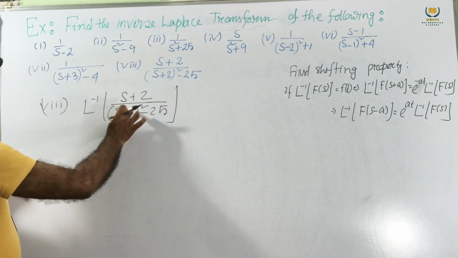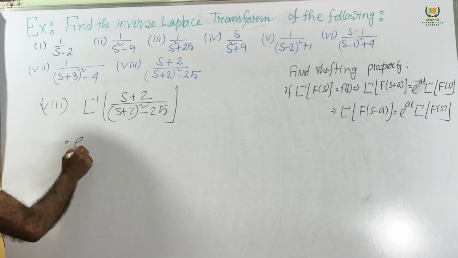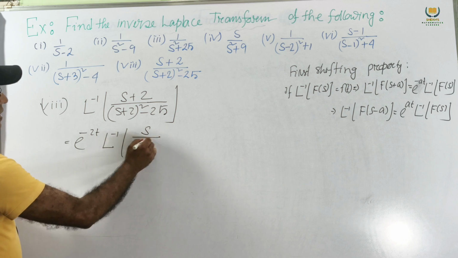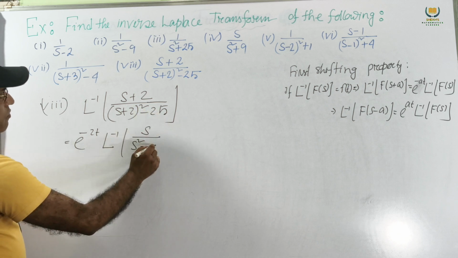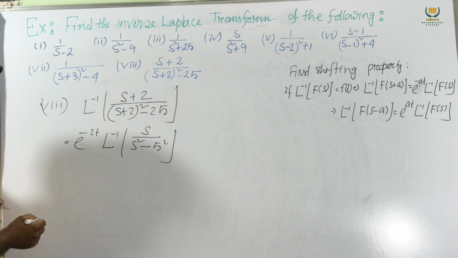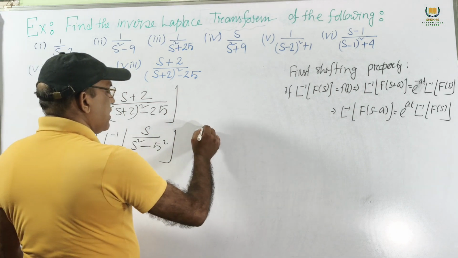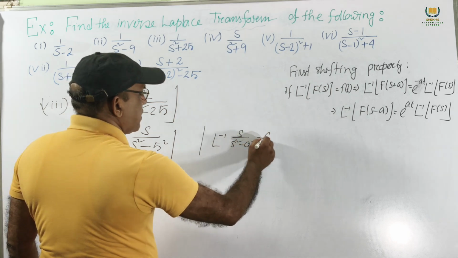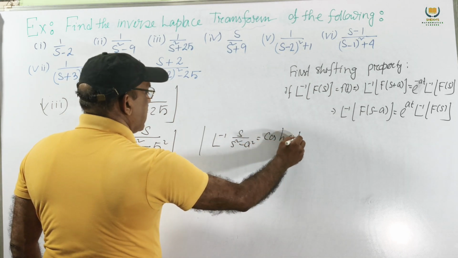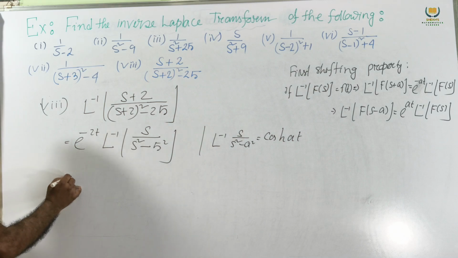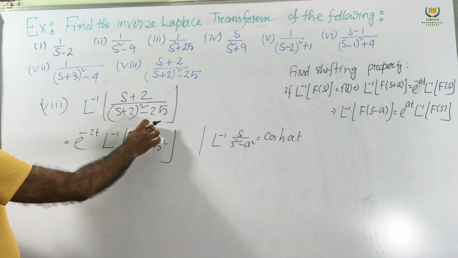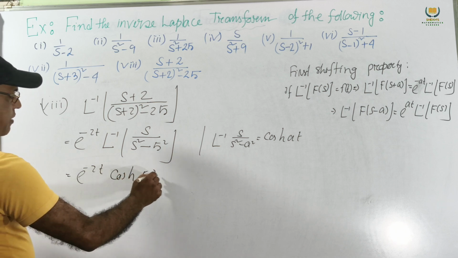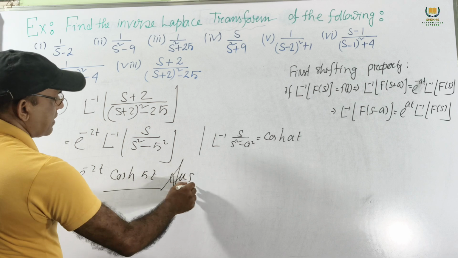We remove this 2. Then e to the power minus 2t, L inverse s by s square minus 25. 25 means 5 square. Again you get direct formula. The formula is L inverse s by s square minus a square. This is cos hyperbolic at. So this is e to the power minus 2t cos hyperbolic 5t, and this is our answer.